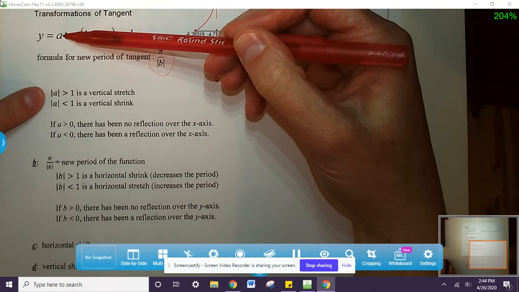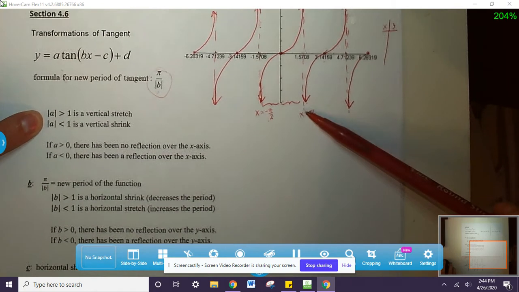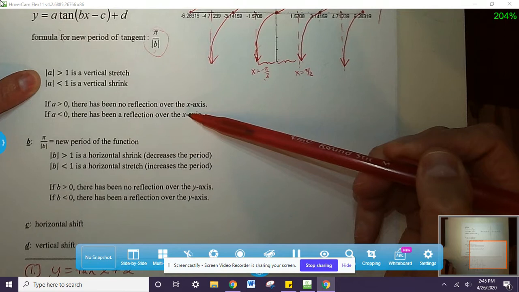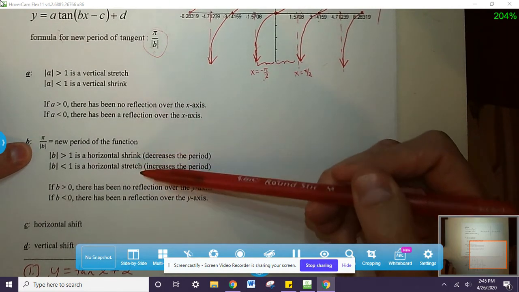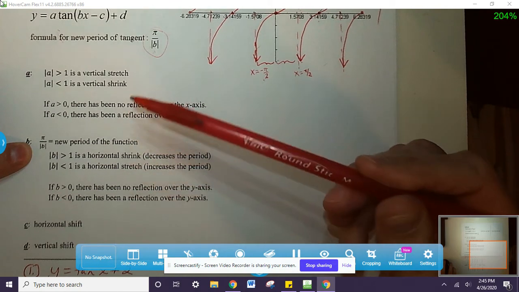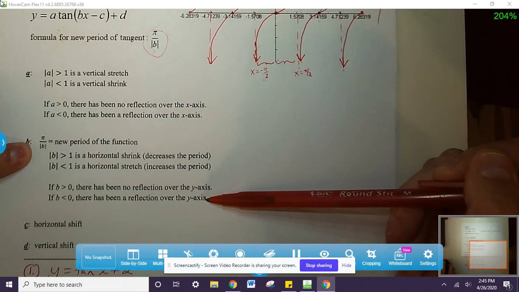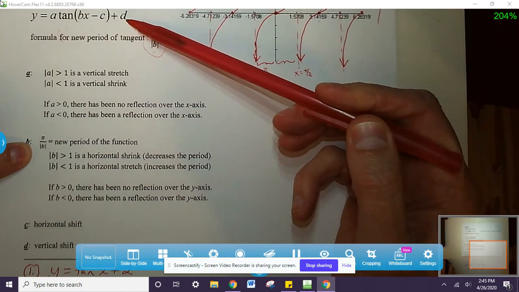A still controls vertical stretches and shrinks. It doesn't affect amplitude because this graph doesn't have amplitude, but it will make it steeper or less steep. If A is negative, then there's been a reflection over the x-axis. B controls the period, which controls the horizontal stretches and shrinks. And B also can cause a reflection over the y-axis, which we won't do much of. We'll bring that up again later. C is your horizontal shifts, and D is your vertical shifts, just like normal.